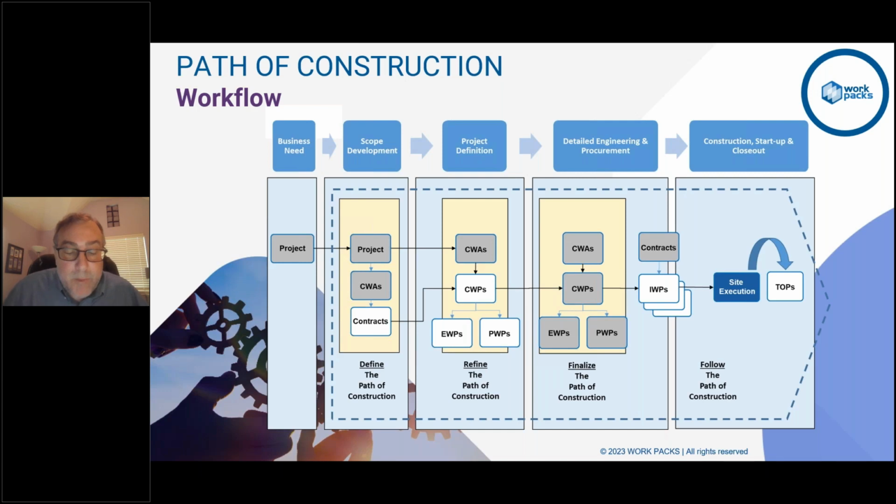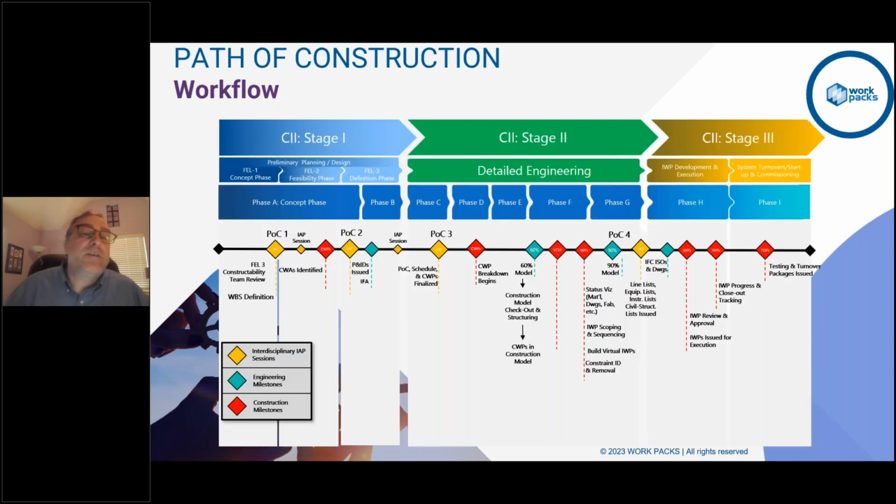So at that POC number 2, you make sure that you're defining those. And then you get to a point where you go further in terms of refining those and finalizing the path of construction as you get further along. To put it to the CII model in terms of the various stages: stage 1 being the FEED process, the FEL 1, 2, and 3, stage 2 being the detailed engineering, stage 3 going into the execution, and then there's actually a stage 4 as well in terms of systems turnover and energization, right?